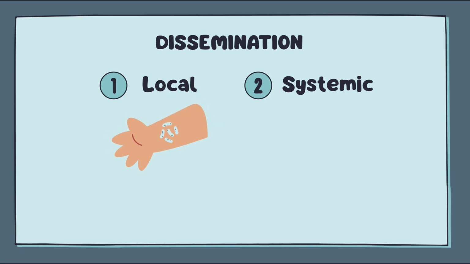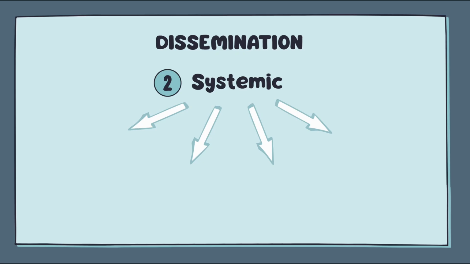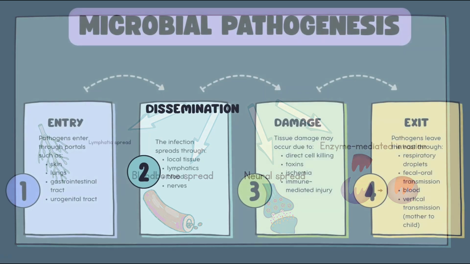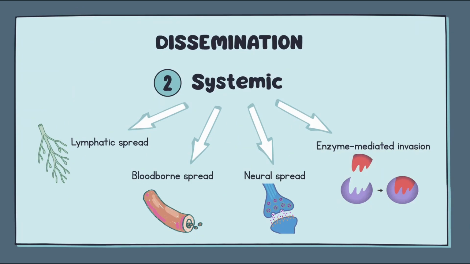Many of these skin infections remain localized. However, if the infection crosses the epithelial barriers and begins to spread throughout the rest of the body into deeper tissues and organs, this leads to a systemic spread. Now, there are many different routes and many different ways in which a pathogen can spread systemically in the body. So what are some of these routes? These routes include lymphatic spread, bloodborne spread, neural spread, and enzyme-mediated invasion.